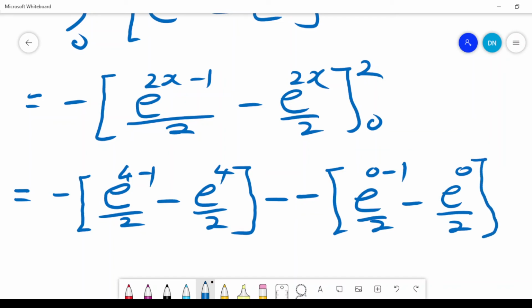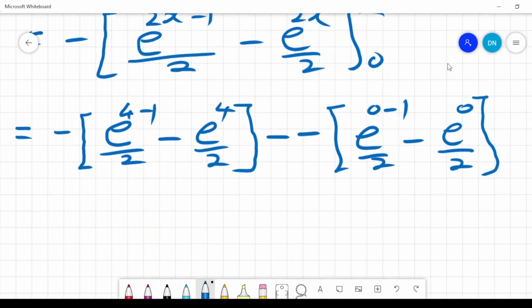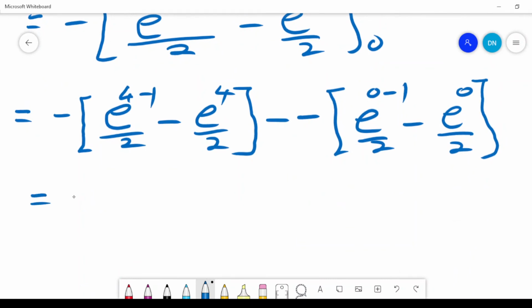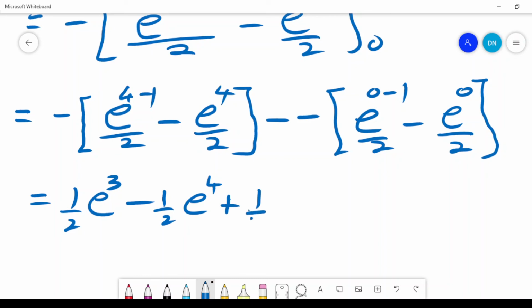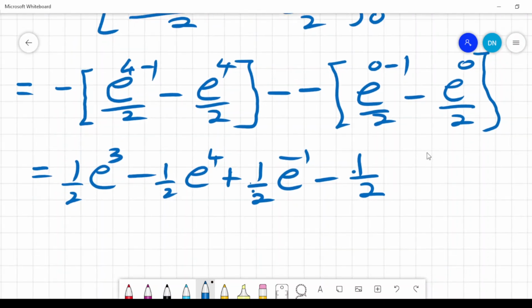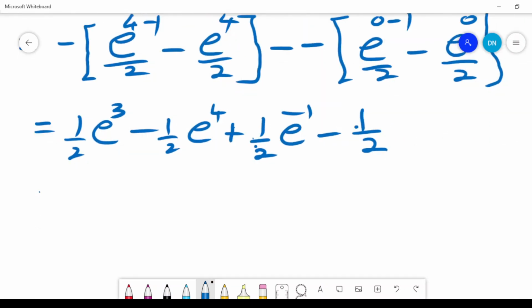So that's what we have, and therefore this will give us a half e raised to power 3 minus a half e raised to power 4 plus a half e raised to power minus 1 minus 1 over 2. And that's the equation that we have, and I can factor out 1 over 2 to make it look simpler.